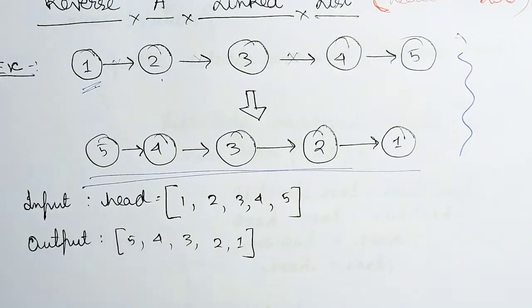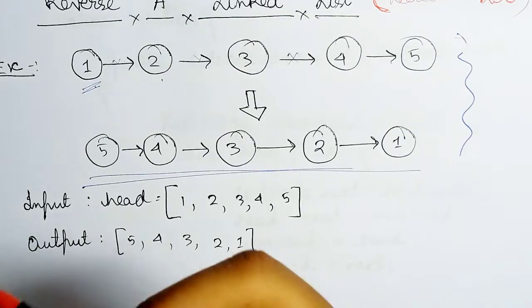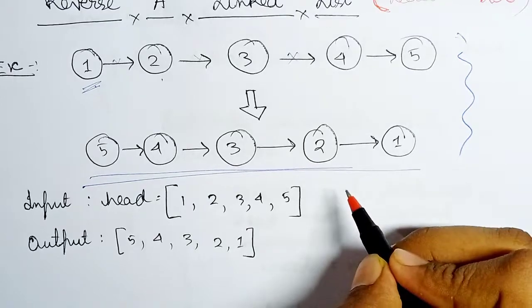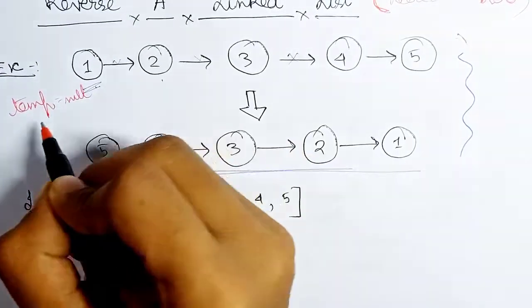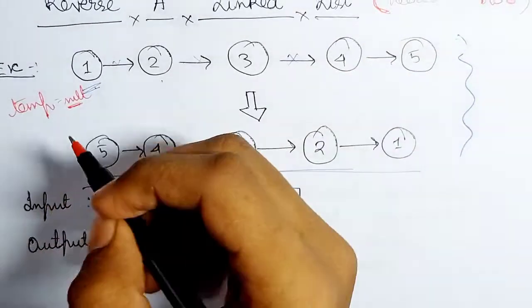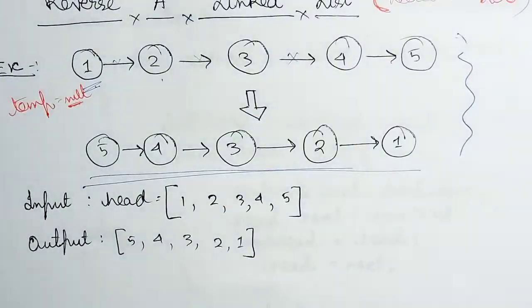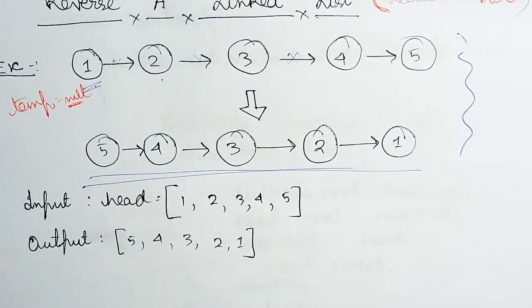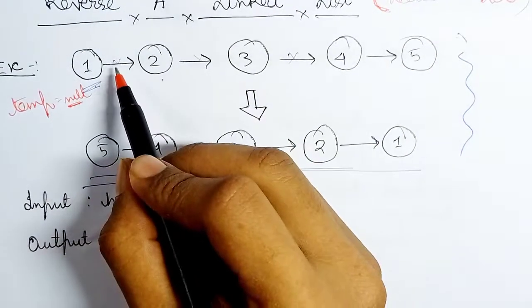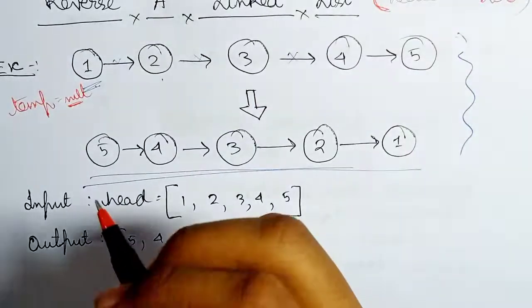The algorithm for solving this question goes like this. We will first create a node, let's say temp, and initialize it with a null value. We will run a loop till the head becomes null. From the beginning to the end, we will run a loop till the head becomes null, and we will keep on breaking this link and reversing it. Let's see how it goes.